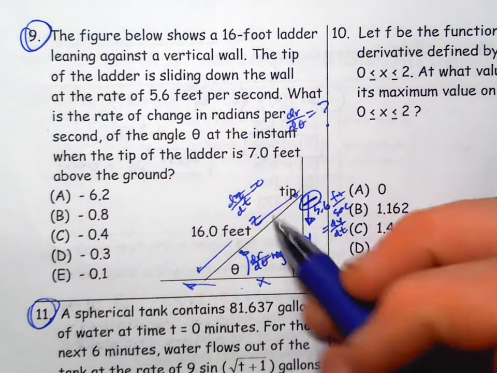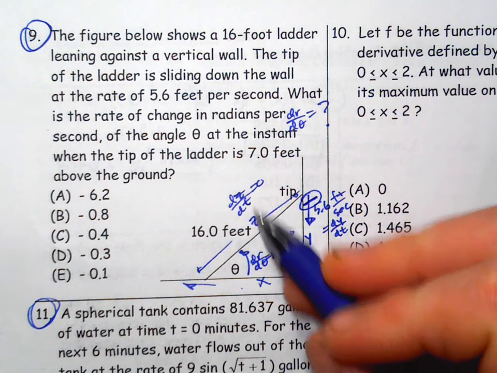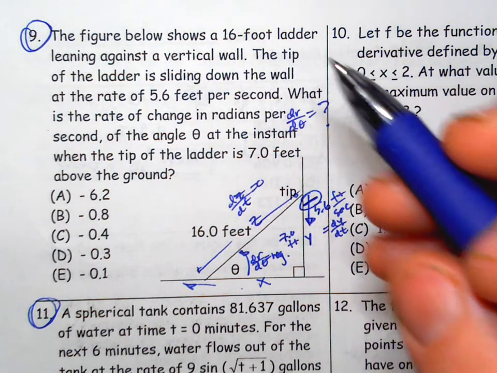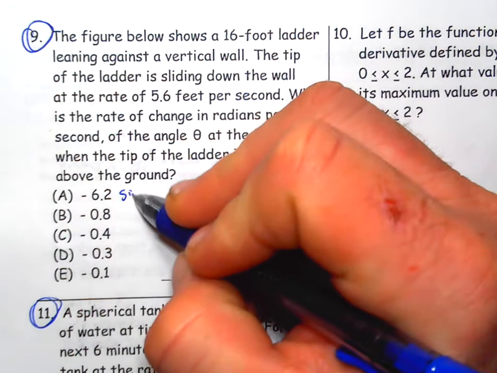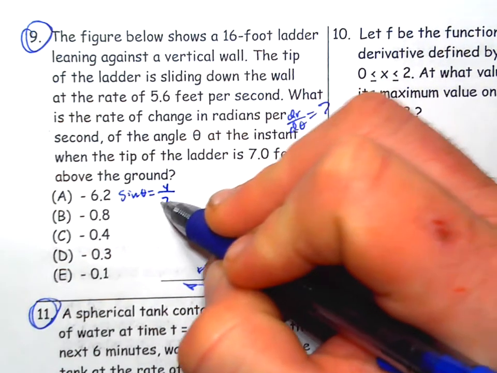I think the easiest one would be the one that involves y and z, because z isn't changing, so that seems like a convenient one. So I'm going to go with sine. Sine of theta equals opposite over hypotenuse.